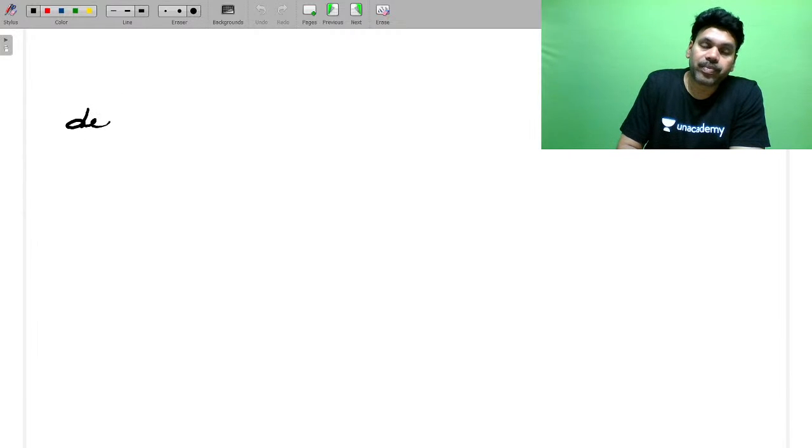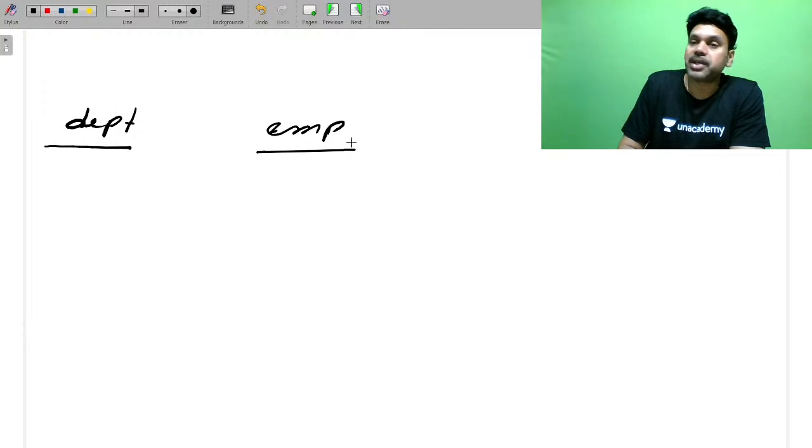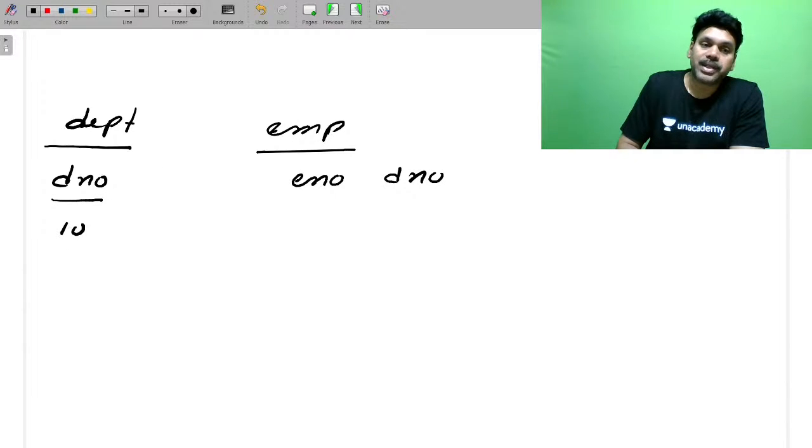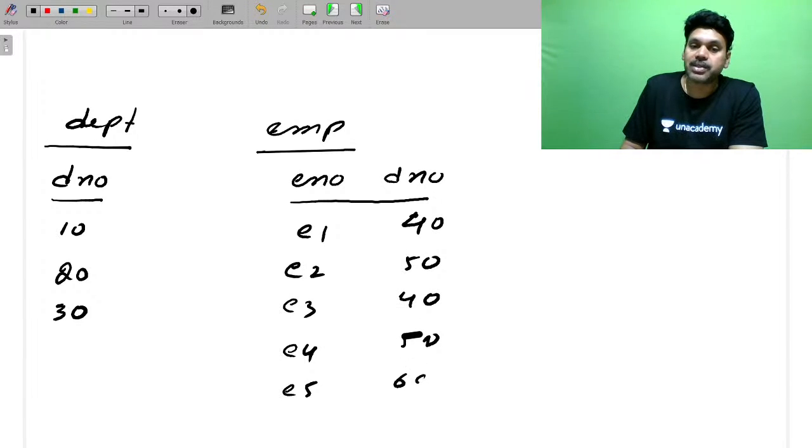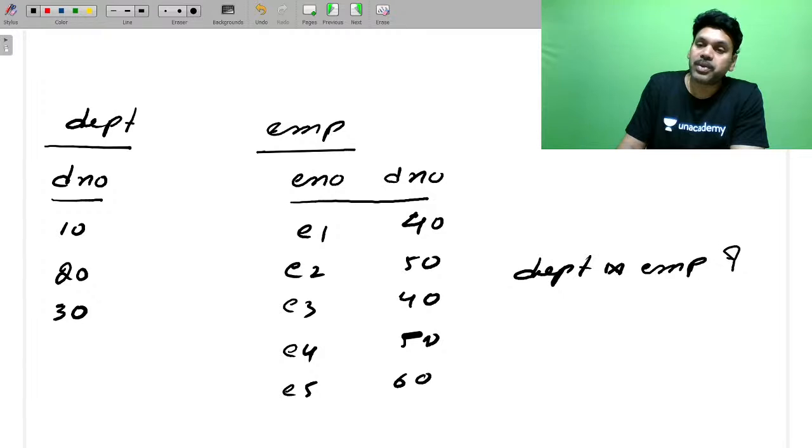Say there are some departments and employees are going to be allocated into them. So department number, employee number, and department number. So it is 10, it is 20, it is 30. Employees E1, E2, E3, E4, E5. They are working in 40, 50, 40, 50, 60. When I call department natural join employee, how many rows are you going to get?